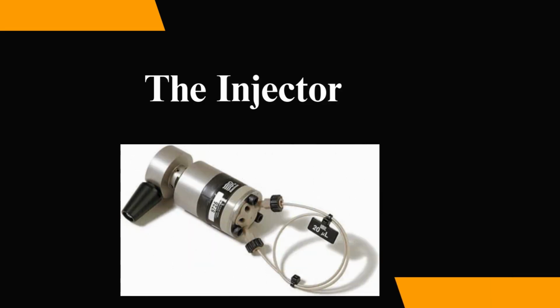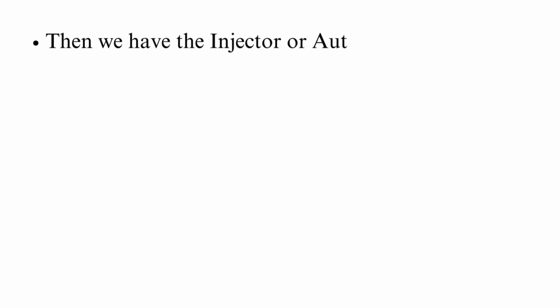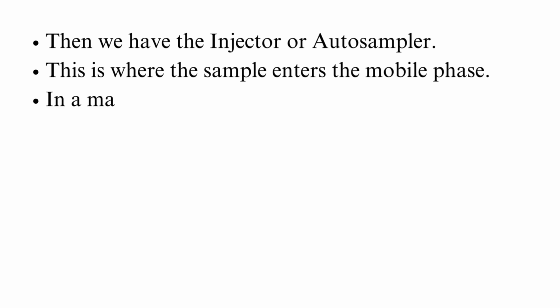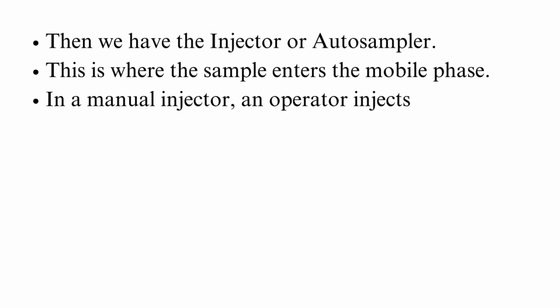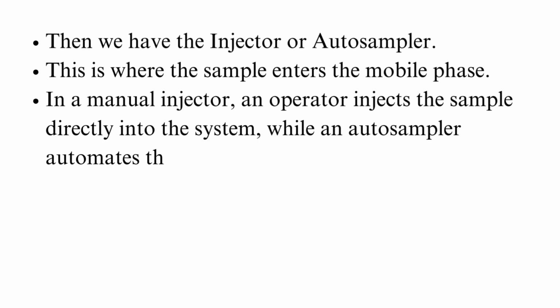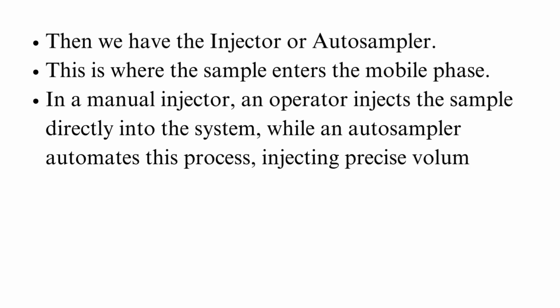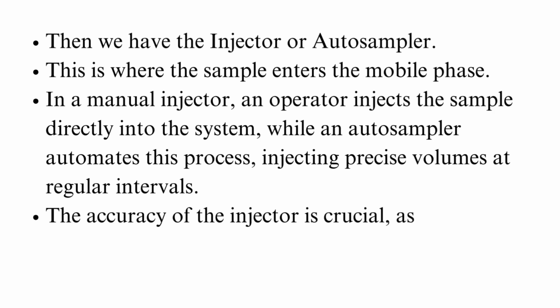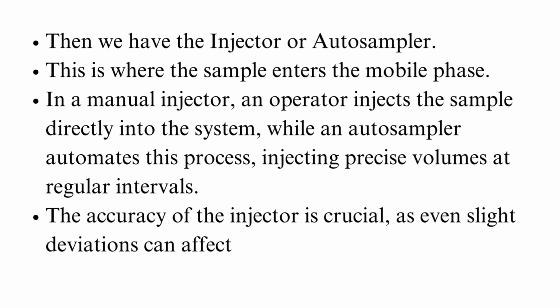The injector. Then we have the injector or autosampler. This is where the sample enters the mobile phase. In a manual injector, an operator injects the sample directly into the system, while an autosampler automates this process, injecting precise volumes at regular intervals. The accuracy of the injector is crucial, as even slight deviations can affect the consistency of results.